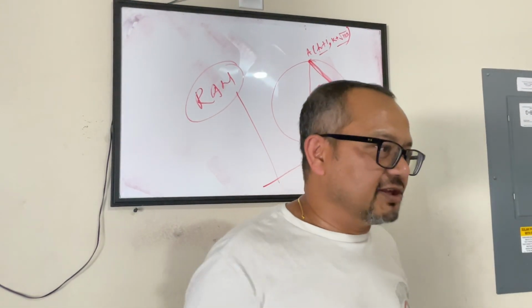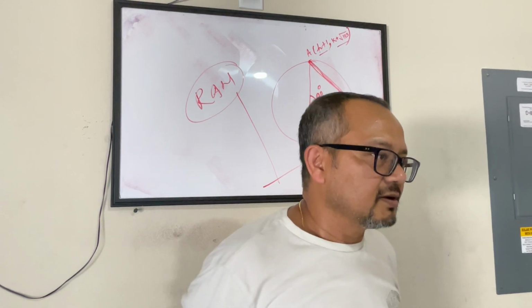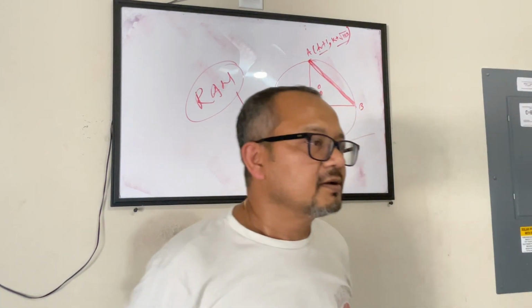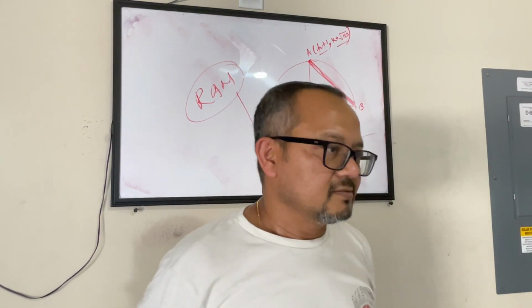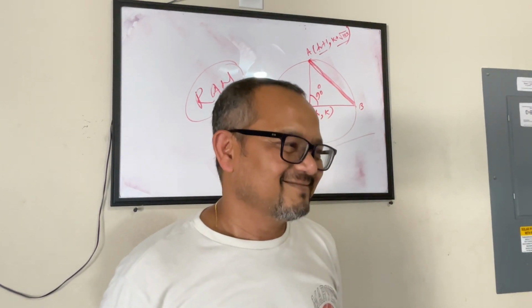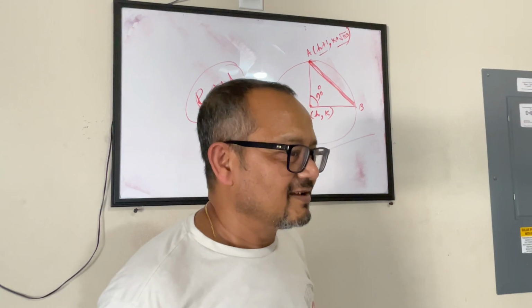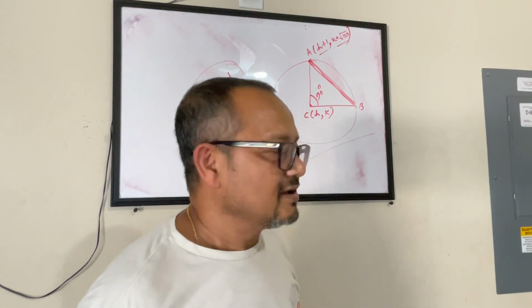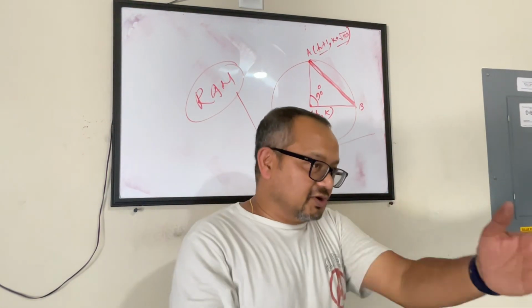Okay. Yes, Ritika. The distance between two coordinate points, we use the distance formula: x2 minus x1 whole square plus y2 minus y1 whole square, and then using Pythagoras theorem we find it. Okay. So Ritika is spot on.